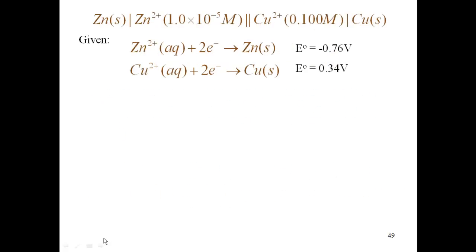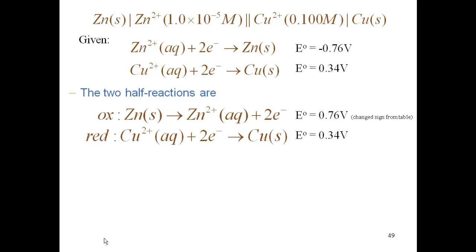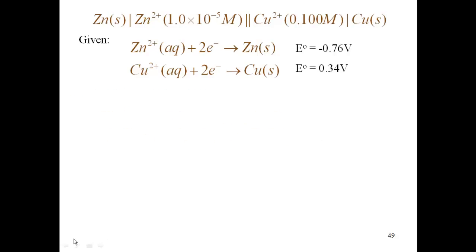So I have my givens, which are both written as reductions coming from the table. We have our short notation. We know on a short notation that the species on the left side is my oxidation and the one on the right side is my reduction. So from this we can decide whether we have a spontaneous or non-spontaneous reaction based on what's being reduced. Copper is being reduced, and it's the larger potential. Therefore, in a spontaneous reaction, we would expect copper to be reduced.